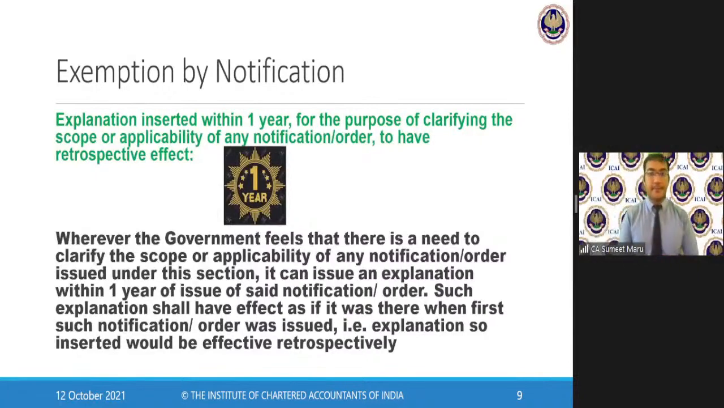This is an interesting thing here. Now everyone, please pay attention to me for a minute. Exemption by notification. Now just imagine, today government has come with a notification and they have said certain supplies of goods and services are exempt. Okay, but say government hasn't given a complete, specific statement or hasn't explained that particular thing in detail. They have just given a normal exemption, a normal notification.